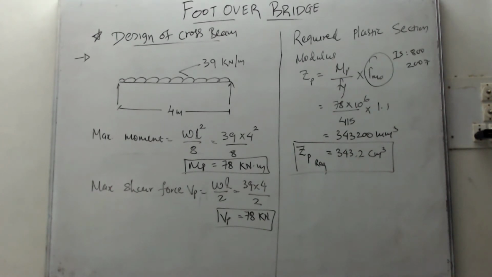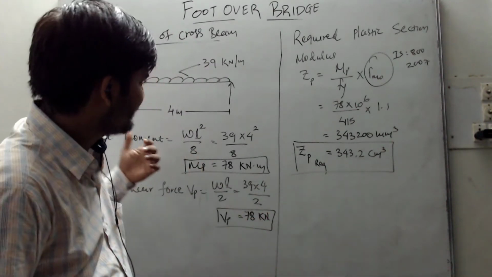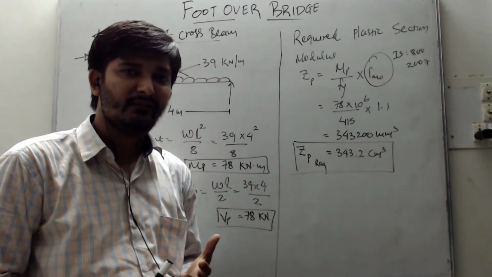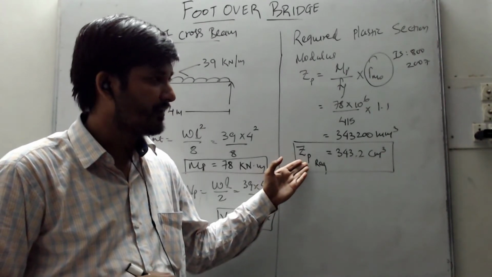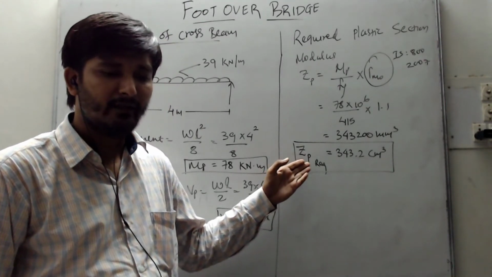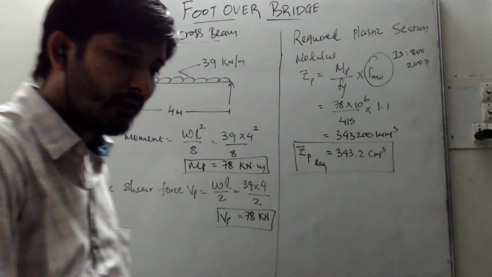So now what are we supposed to do? We are supposed to go to the steel table and select a channel section for the beam that has a plastic section modulus around this value, more than this value, right? So let's go to the steel table.